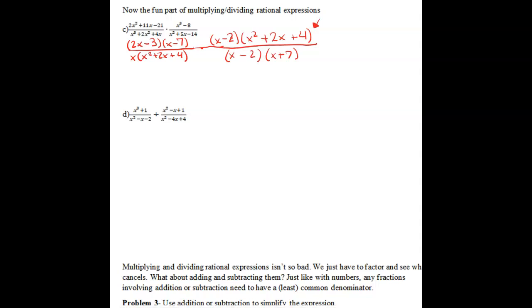I think this should be a +7. Otherwise I'm going to get a +21. I want a -21. I think everything else is good, so let's go cancel some stuff. So I've got cancel, cancel. I've got big old cancel, big old cancel. Do I have anything else that matches? Yeah, over in this fraction all by itself I have the x minus 2. So really, all that it comes down to is this 2x minus 3 over x.